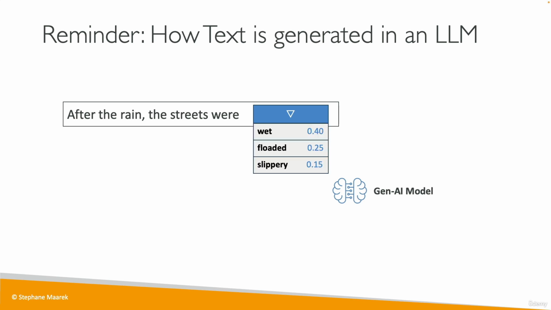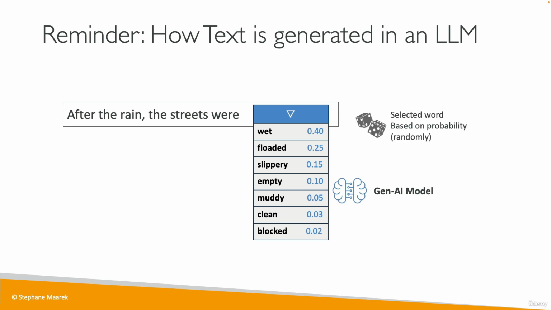So we can have wet, flooded, slippery, empty, muddy, clean, blocked, and all of these words have associated probabilities of how likely each is going to be the next picked word. And so the GenAI model will do some probability and will select a word randomly, for example, flooded. This is something we've seen, and I hope you remember it, because now we're going to do a deep dive into that specific process and see how we can slightly influence it.